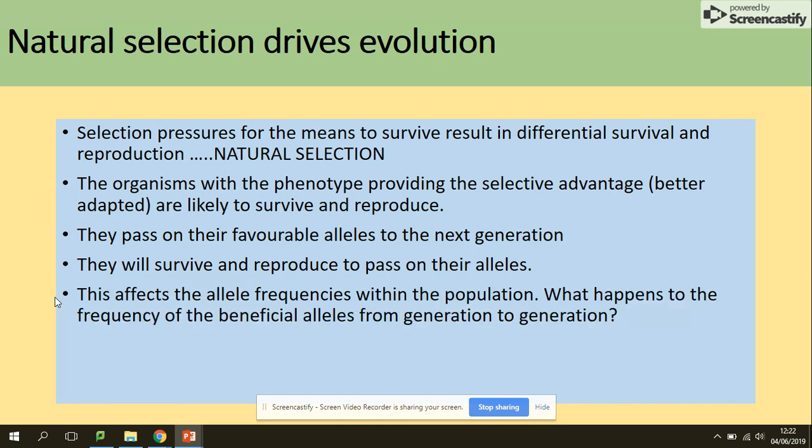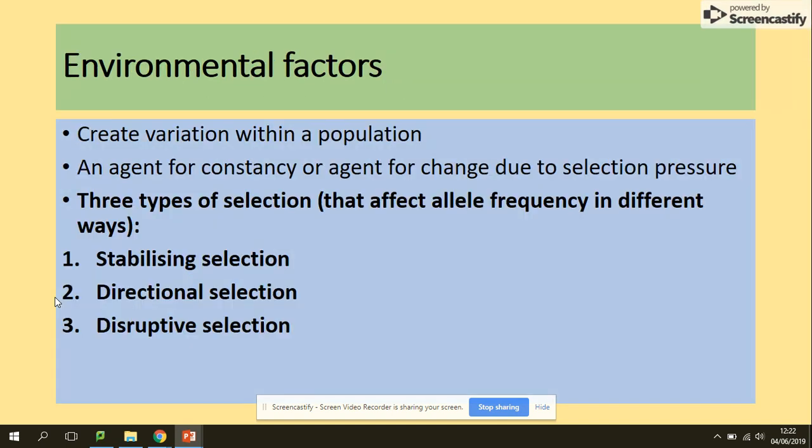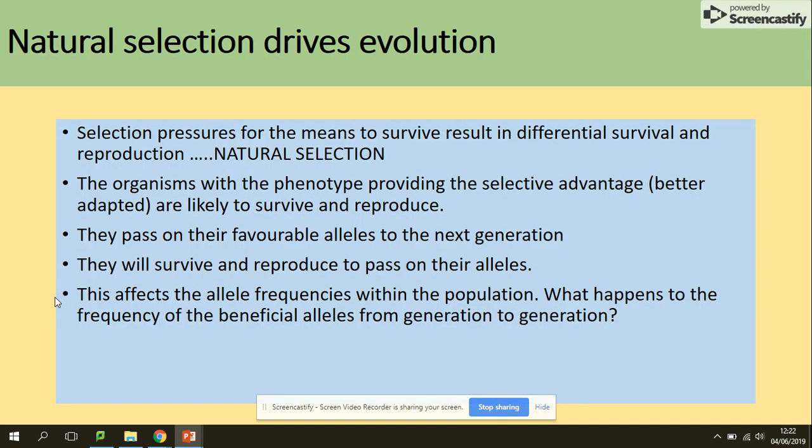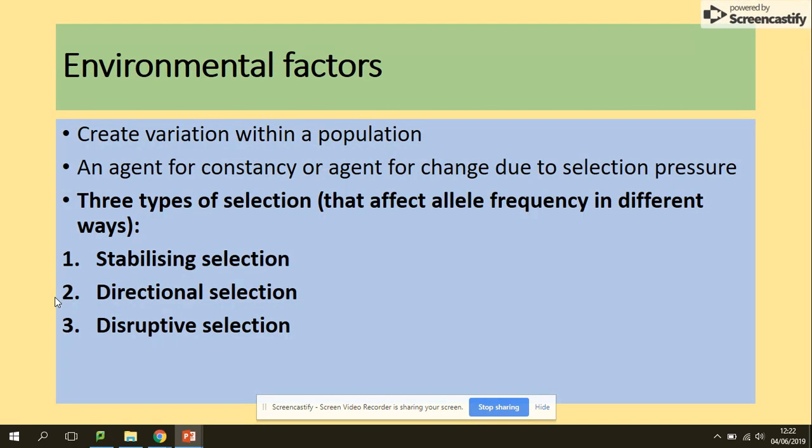So this affects the allele frequencies within the population. And what happens to the frequency of the beneficial alleles from generation to generation? It's going to increase. Environmental factors also affect the selection. They create variation within a population, and are an agent for constancy or an agent for change due to selection pressures. So the allele frequency will be different.